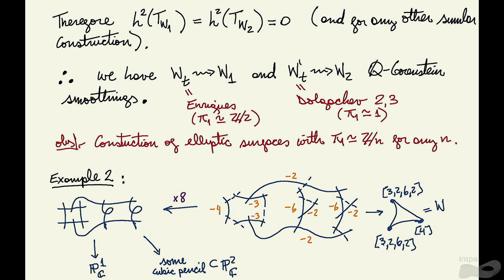And so you can check that they are 0, and now you have no obstruction, so you can consider Q-Gorenstein smoothing and prove that the general fiber in the first case for W1 is an Enriques surface, and in the second case is a Dolgachev 2-3 surface. So a Dolgachev 2-3 surface is a simply connected elliptic surface of Kodaira dimension 1 that has 2 multiple fibers of multiplicity 2 and 3. Exactly 2, 2, and 3.